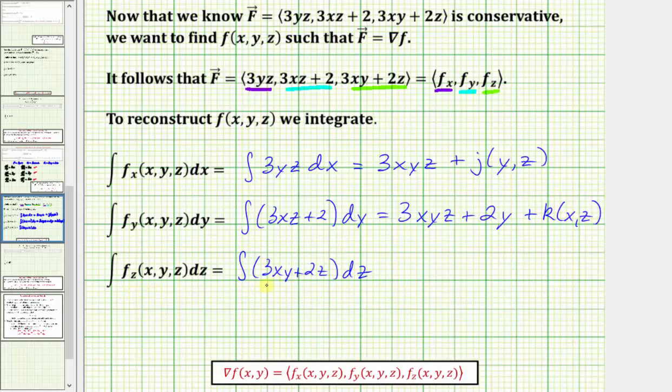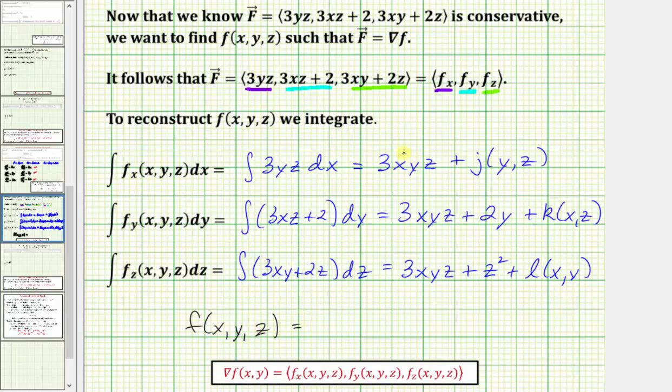And then for our third integral, we integrate with respect to z, treating x and y as constants. So the antiderivative of 3xy with respect to z would be 3xyz plus the antiderivative of 2z with respect to z, which would be 2 times z squared divided by 2, which would be z squared. Here we could be missing x terms, y terms, and xy terms, as well as a constant. So let's write this as a function of xy as L of x comma y. And now by analyzing these antiderivatives, we should be able to reconstruct f of x comma y comma z.